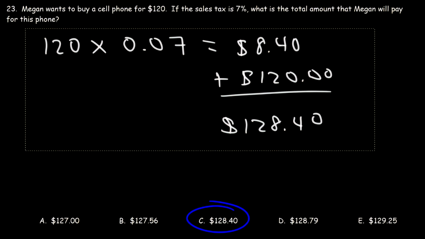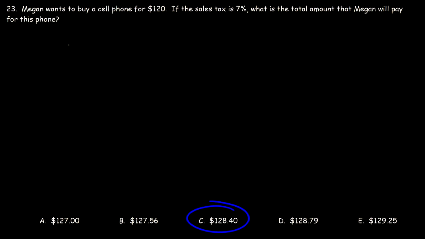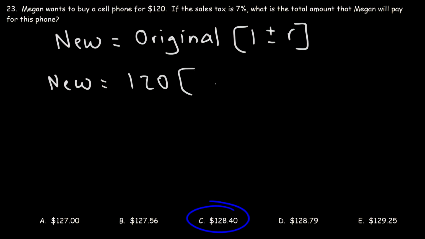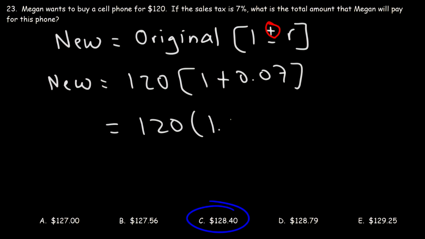But there's another way in which you can get the same answer. You could use this formula. The new value is equal to the original value multiplied by 1 plus or minus R, where R is the percentage. The new value in this problem would represent the total price that she's going to pay, because the price is going to increase by 7% once you add the taxes. The original price is 120. Now, the tax is going to increase the price, so we're going to use plus R instead of minus R. Now, R is the decimal equivalent of 7%, so that's 0.07. So what we're going to do is multiply 120 by 1.07.